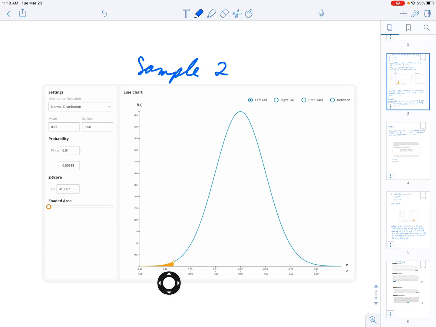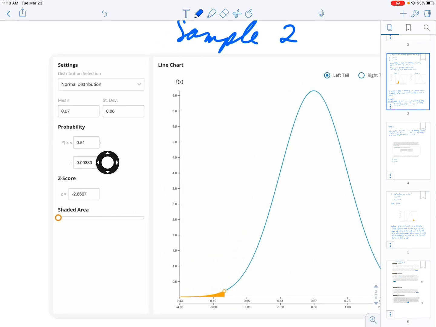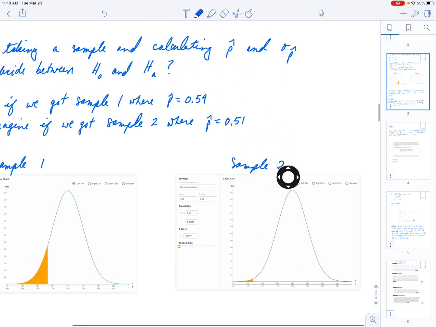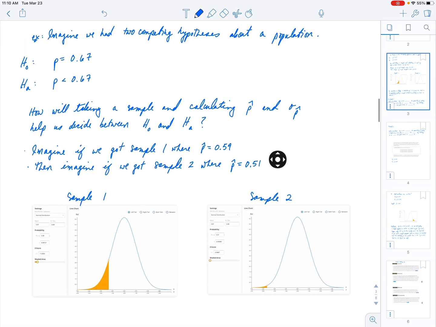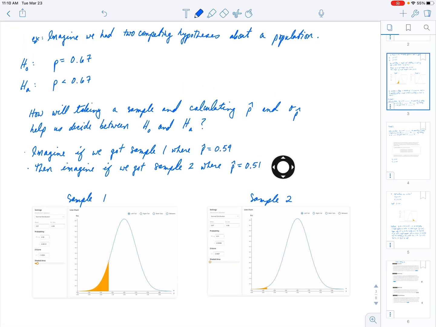Whoa, a very small orange area. What that means is that I look here and I see that the probability of getting a sample proportion as extreme as 0.51, that is 0.51 or smaller, is only... I take that back. Not 3.8%, 0.3%, right? So the odds of getting this sample proportion, if that really was true, is only, I moved the decimal over 2 places, 0.38%. So that tells me that getting a sample proportion like this, 0.51, is very, very unlikely.